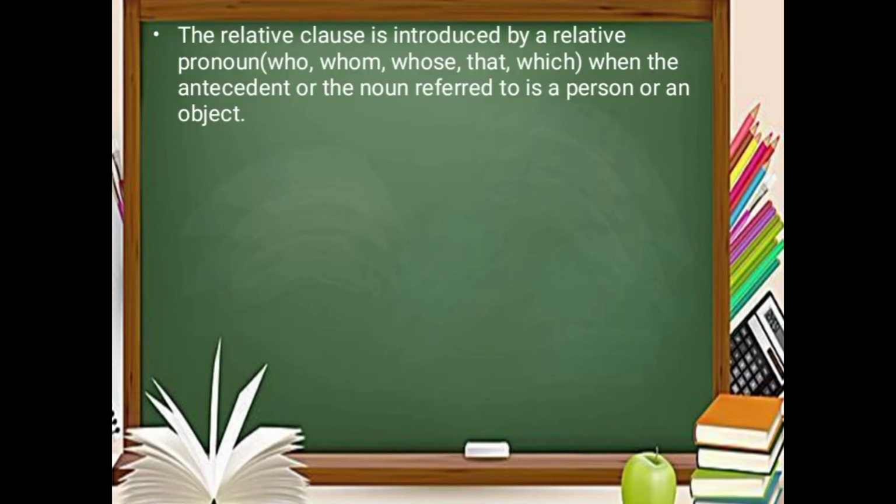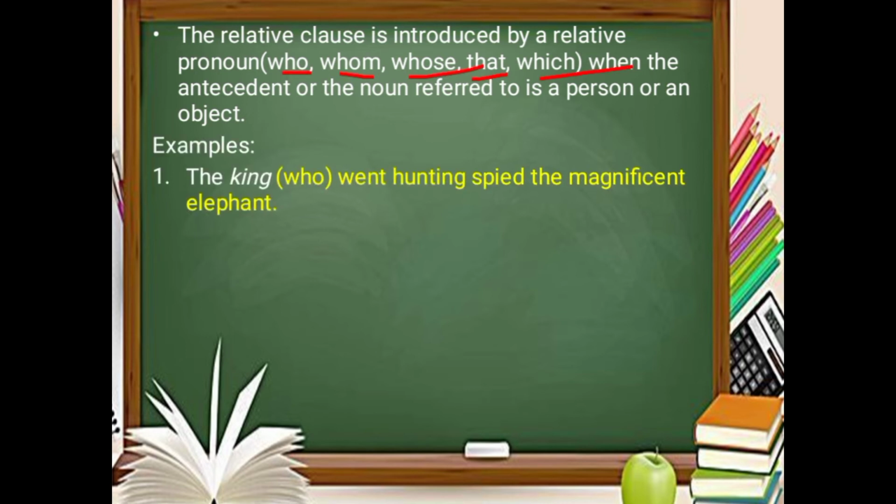The relative clause is introduced by a relative pronoun like who, whom, whose, that, and which, when the antecedent, or the noun referred to, is a person or an object. Take a look at that. The king who went hunting spied the magnificent elephant. King is a person. We use the relative pronoun who. This is the adjective clause: who went hunting.